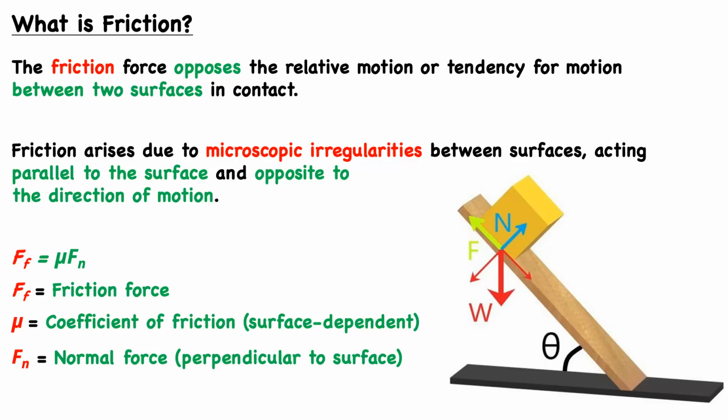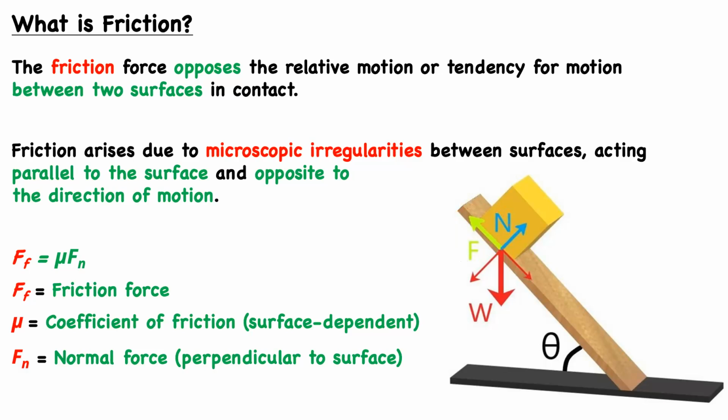But for now, it's important to understand that friction arises fundamentally due to microscopic irregularities between surfaces, and it acts parallel to the surface and opposite to the direction of motion. So we can visualize this with the help of this figure here, where we have some object, a box, which is sliding down a wooden plank. Now the direction of motion, again, is towards the bottom of the plank. So therefore, the friction force must be acting in the opposite direction. Again, parallel to the surface and opposite to the direction of motion.